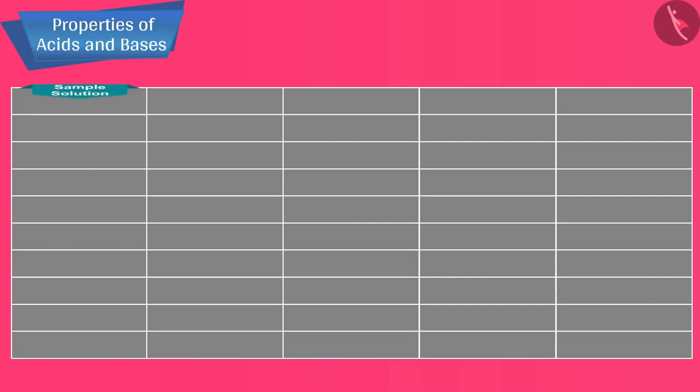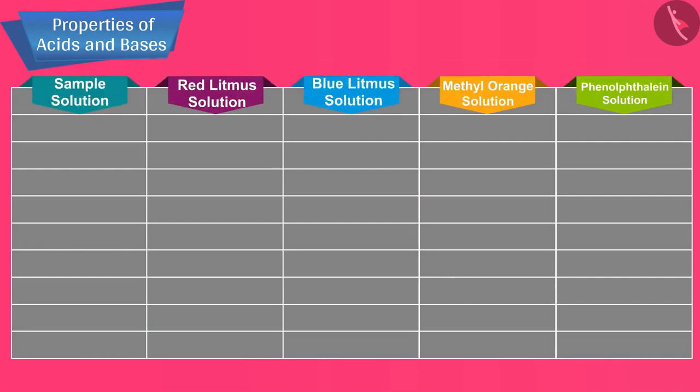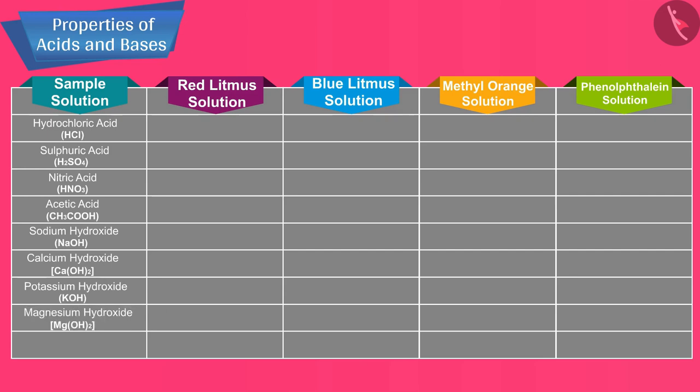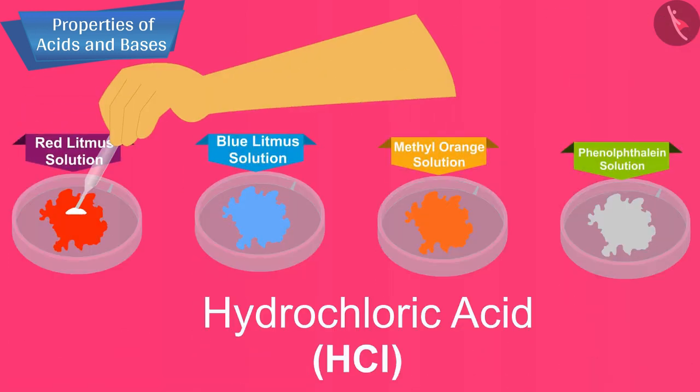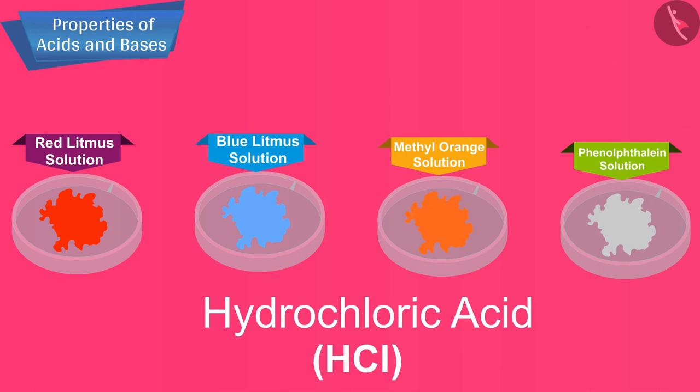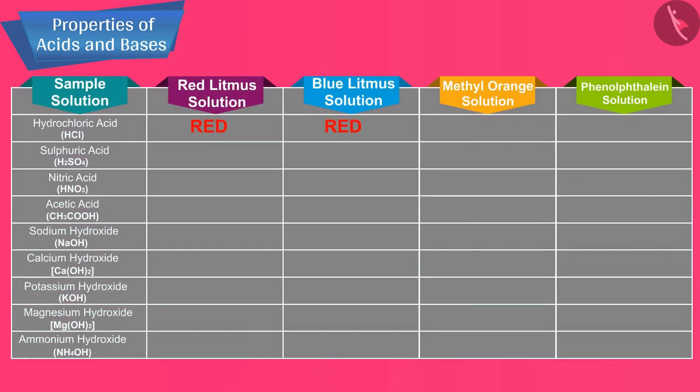Let us conduct an activity and see how different substances change color with different indicators. Collect the following solutions from the science laboratory: hydrochloric acid, HCl, sulfuric acid, H2SO4, nitric acid, HNO3, acetic acid, CH3COOH, sodium hydroxide, NaOH, calcium hydroxide, Ca(OH)2, potassium hydroxide, KOH, magnesium hydroxide, Mg(OH)2, and ammonium hydroxide, NH4OH. Put a drop of each of the above solutions on a watch glass one by one and test with a drop of the indicators shown in the table.